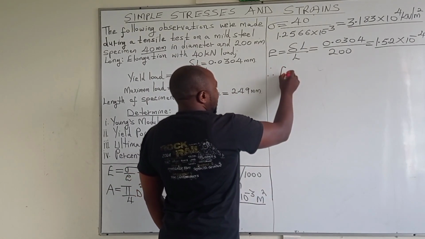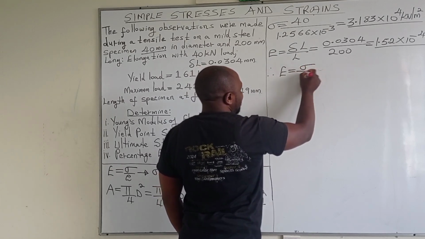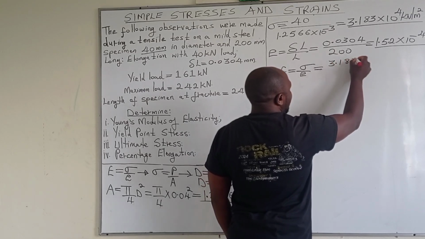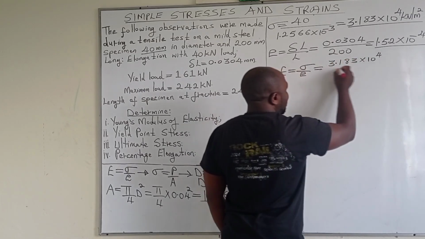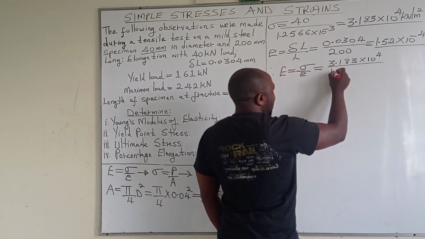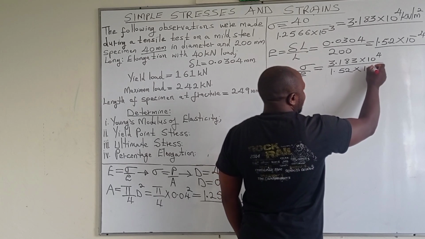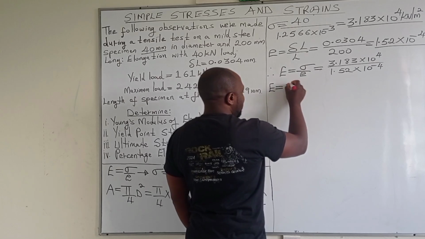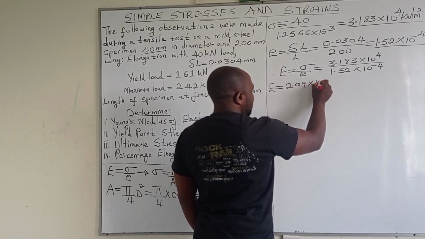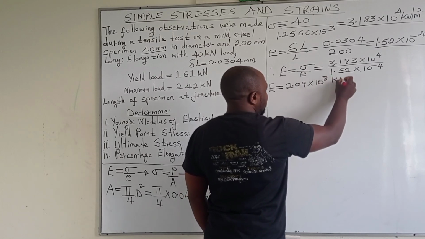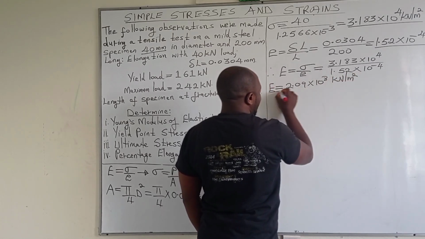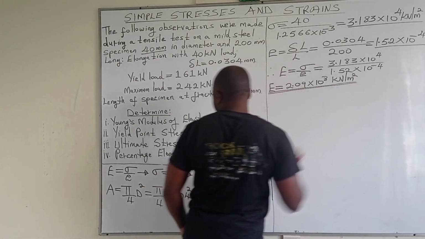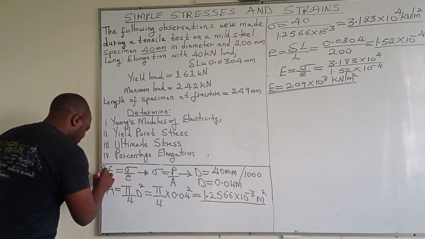Therefore, the Young's modulus of elasticity will be given by the stress over strain, and in this case, the stress is 3.183 times 10 raised to the power of 4 divided by strain 1.52 times 10 raised to the power of -4. And that is going to give us a Young's modulus of elasticity of 2.09 times 10 raised to the power of 8 kilonewtons per square meter. Therefore, that is the Young's modulus of elasticity. And so we are done with part 1 of that question.